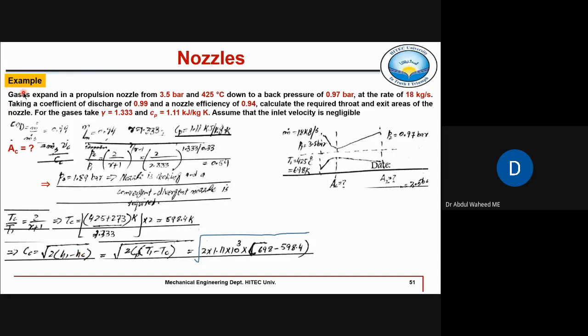There is no need to use a table or chart because it is a gas, some ideal gas. Right? It is not steam. So we can use 2 into CP into T1 minus TC. So just put the values together and find out the critical velocity. The critical velocity for this gas is 470.3 meters per second.